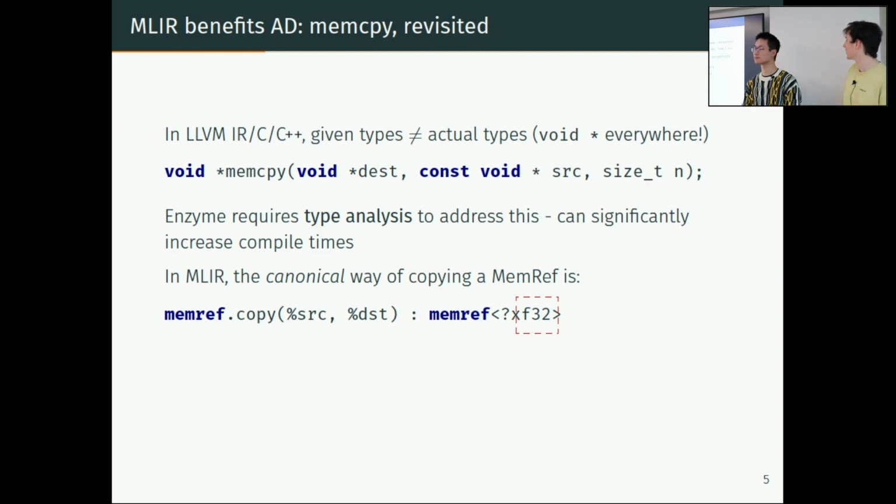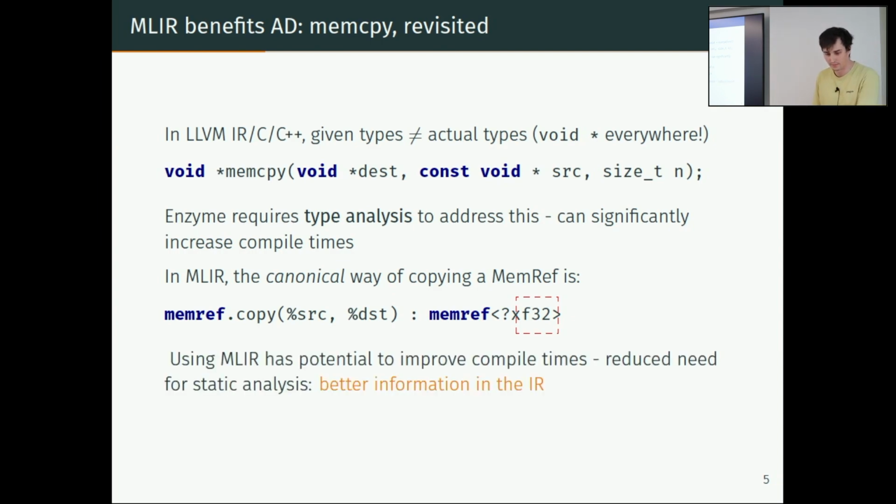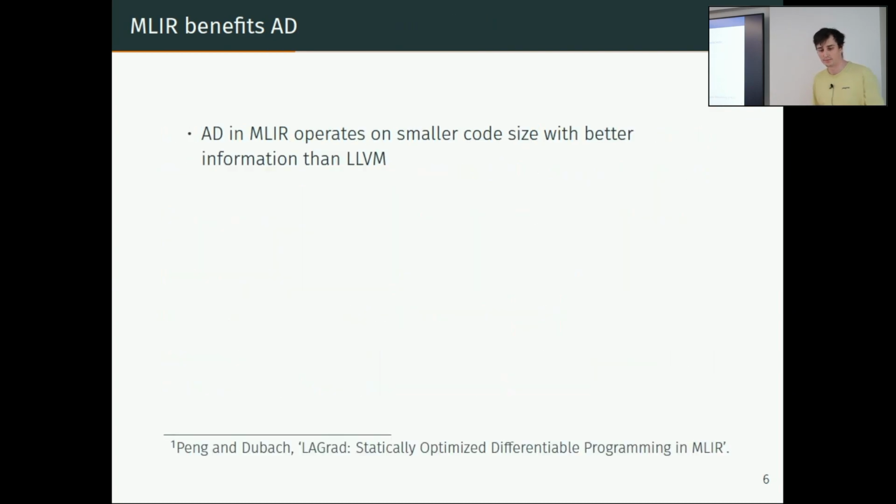So for example, here you can see that the same memcpy in C++ takes void pointers where we need to do type analysis. And in MLIR, we can just use the memref copy, which gives us the type and which is preserved. And this has the potential to improve compile times significantly, because we retain more information about the IR. Additionally, as Jacob already mentioned, we have a much smaller code size and better information with the high-level IR than with LLVM.